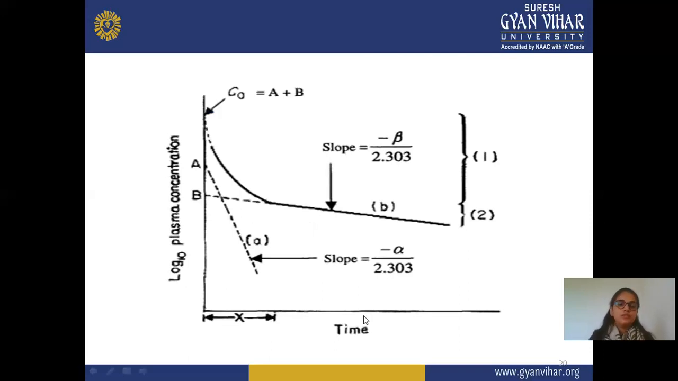And this is the curve we are plotting, time versus log plasma concentration. In this, the slope gives minus alpha divided by 2.303, and the other slope gives minus beta divided by 2.303, and this is the total concentration of A and B. The graph is time versus log plasma concentration.